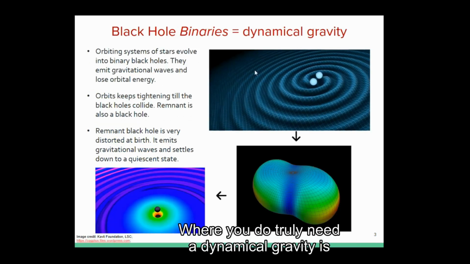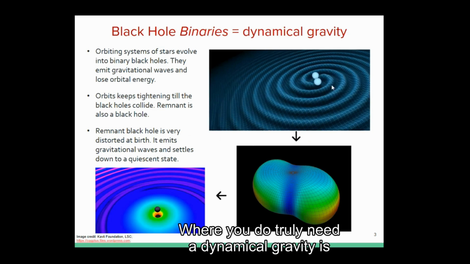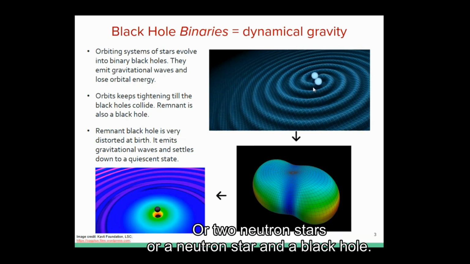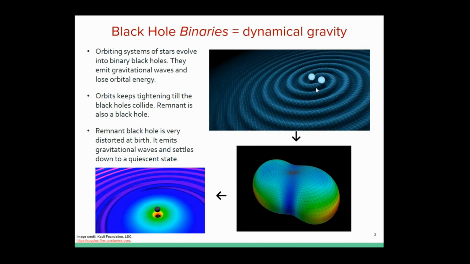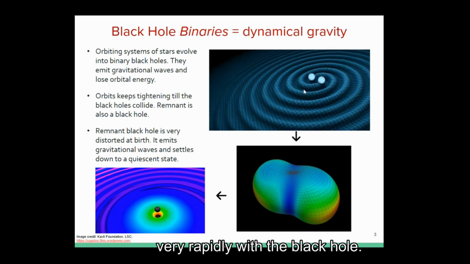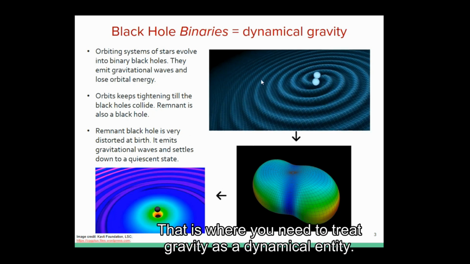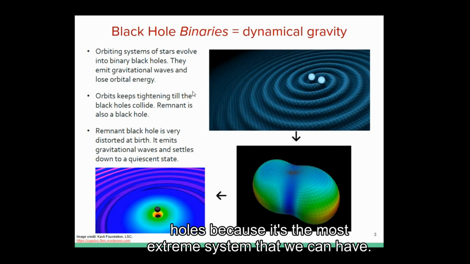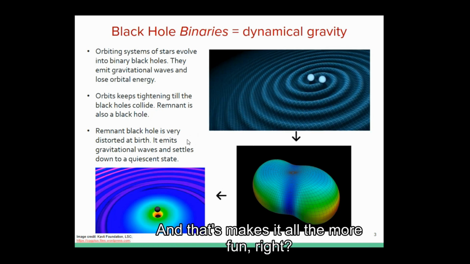Where you do need truly dynamical gravity is when, say, you have two black holes that are interacting and coming closer to each other, or two neutron stars, or a neutron star and a black hole. Or maybe a star is very close to a black hole and is being depleted very rapidly by the black hole. That is where you need to treat gravity as a dynamical entity. I hope everyone is understanding. So the kind of system I am going to focus on in this talk will be a binary system of black holes, because it's the most extreme system that we can have, and that makes it the most fun.